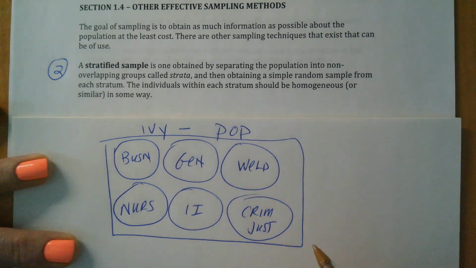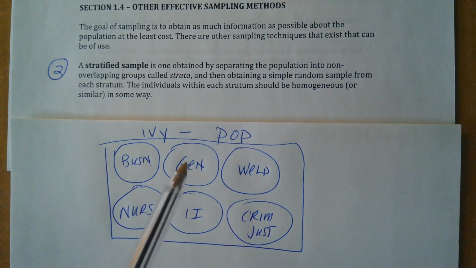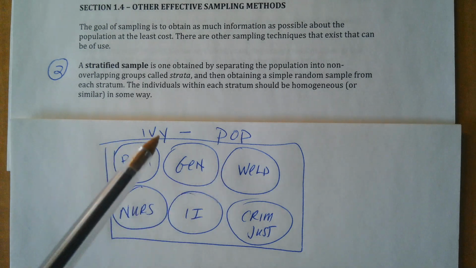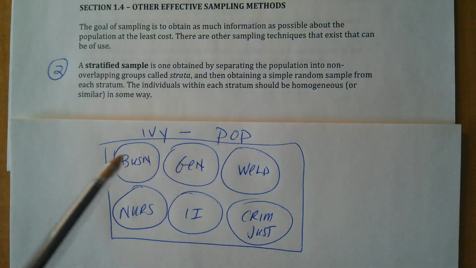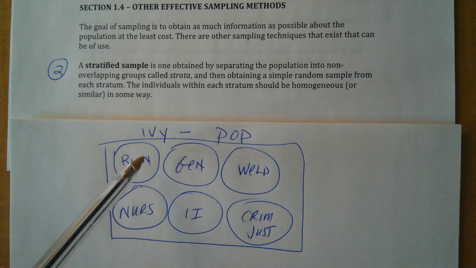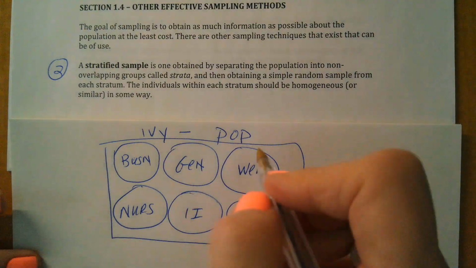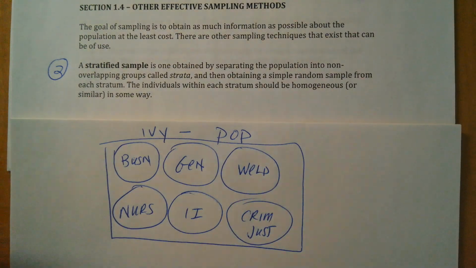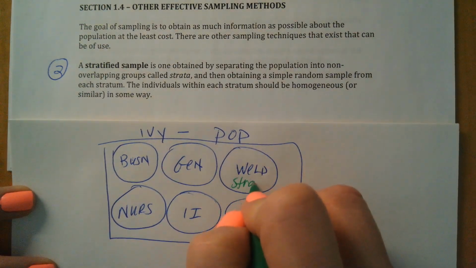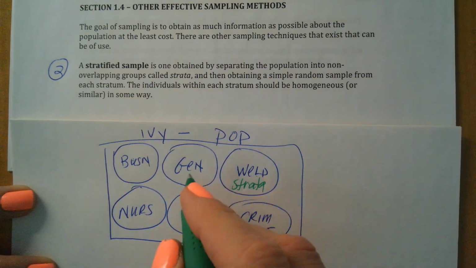Clearly, there are many more. But these are non-overlapping because you're in one major or another. Now, I guess supposedly one student could potentially major in 2 different majors, but we're going to pretend that it's not possible and each person is in one major at a time. Each of these individual circles are called strata. So far I've separated this population into 6 strata.